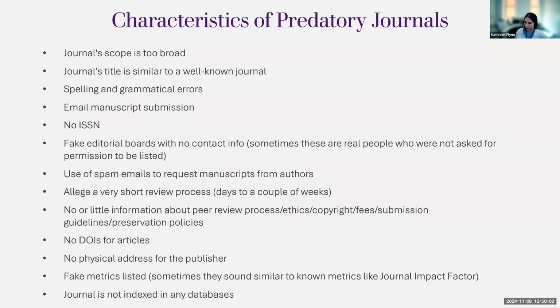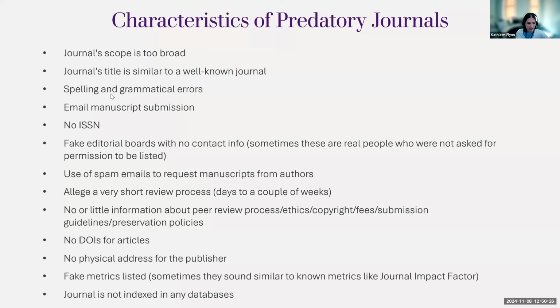So some common characteristics of a predatory journal: usually the main point is they don't give a lot of information about themselves and their processes. So their scope will be really broad, or they won't even list a scope. A lot of times they try to spoof you. A journal title might be similar to a well-known journal title. They can even sometimes take over a website.